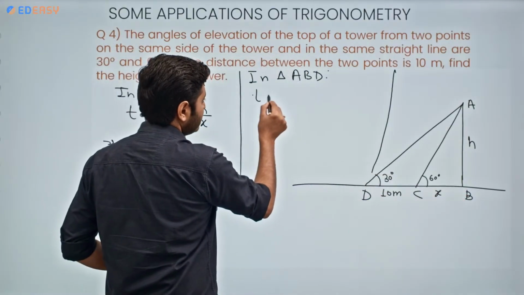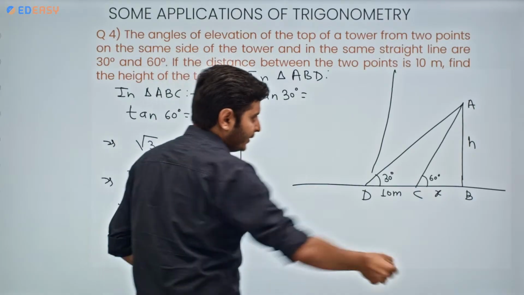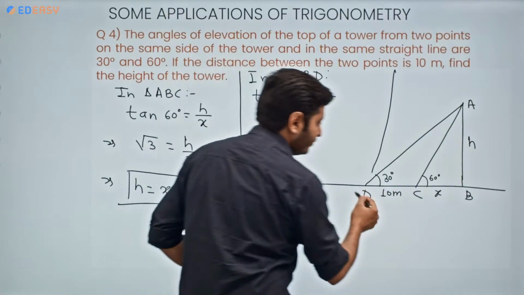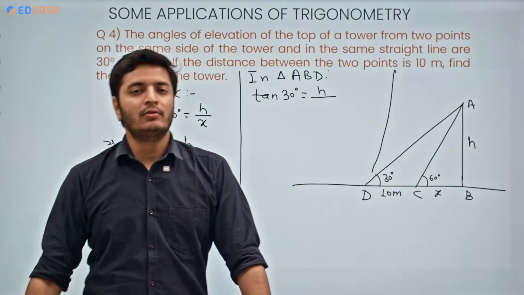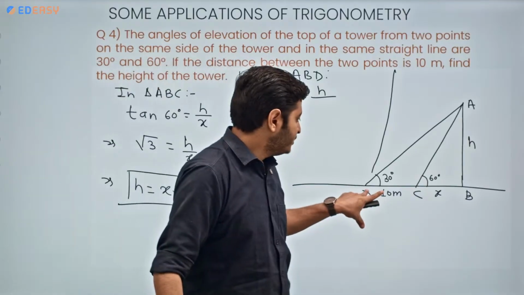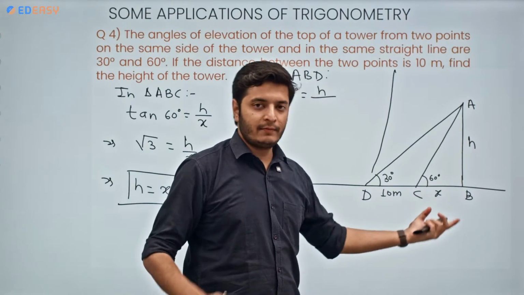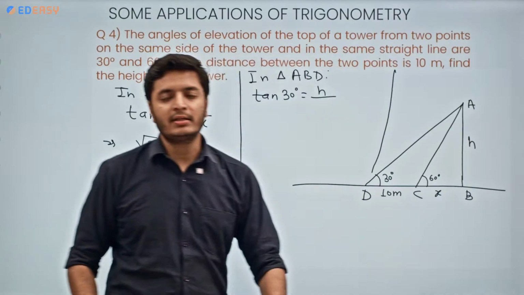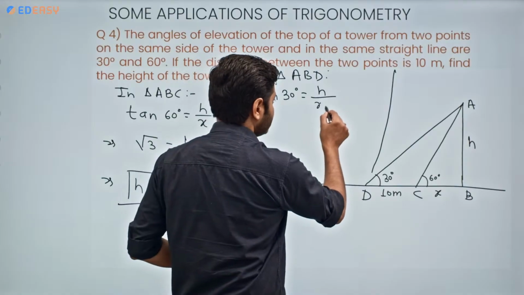So tan 30 degrees is equal to perpendicular AB, H, by base BD. What is the total length of BD? This value we know, 10 meters. This value we don't, but we assume it to be x. So the total distance between B and D is x plus 10 meters. So you will write x plus 10 here.